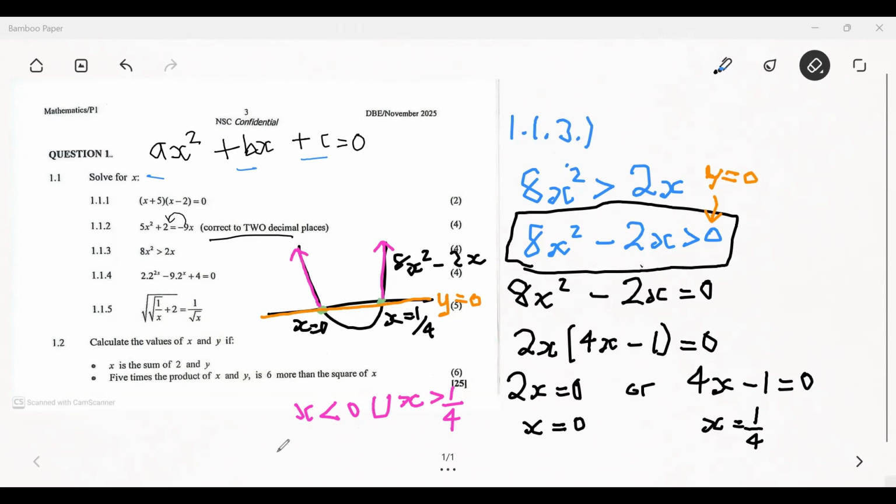You can also simply write this like this. That's one interval for x values less than 0. That means values to the left of x equals 0. And you can also write x greater than 1 over 4, which means values to the right of x equals 1 over 4.